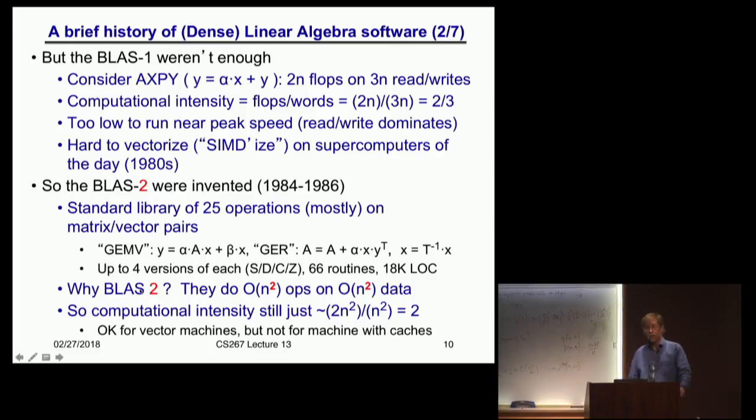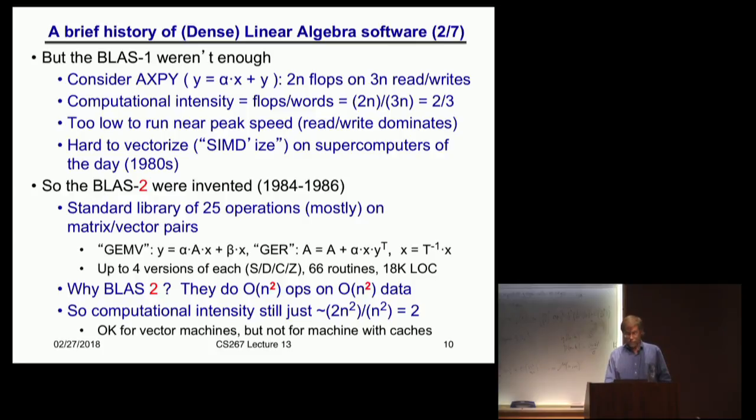So why are these called BLAS 2? It wasn't just the second committee. They were doing order n squared operations on order n squared data. And so did this help the communication cost? A little bit, because if you look at matrix vector multiply, I'm doing 2n squared floating point operations, a multiply add for every entry of A, on order n squared data, so I've risen from 2/3 to 2, which is an improvement, but it's still going to be dominated by communication.